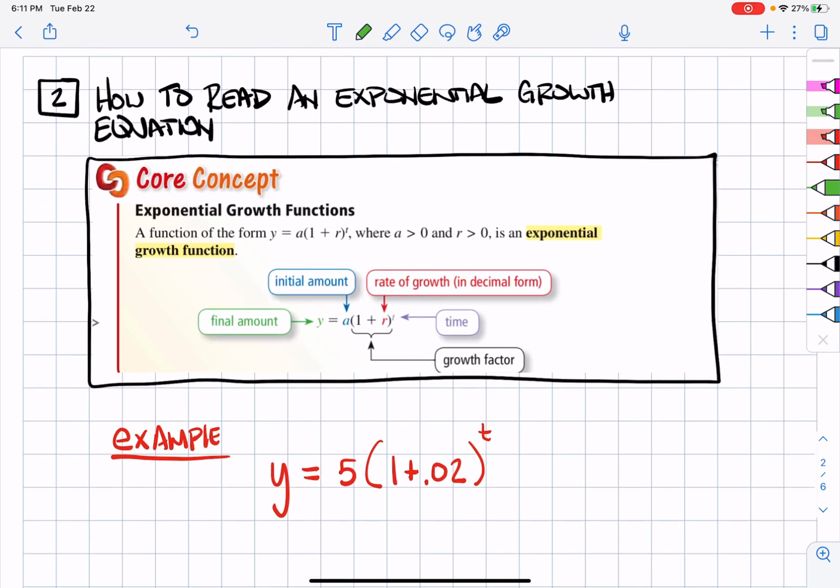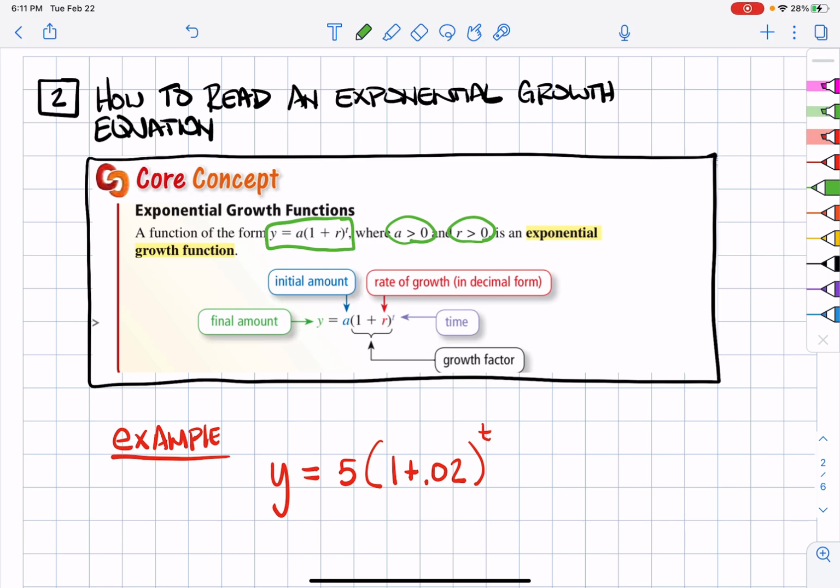Okay, in box 2, we're gonna learn how to read an exponential growth equation. This is the important part in understanding what it is that we're looking at. Exponential growth functions are going to be in the form y is equal to a times 1 plus r raised to the t. A is going to be greater than 0, and r is going to be greater than 0. And so what does all this stuff mean?